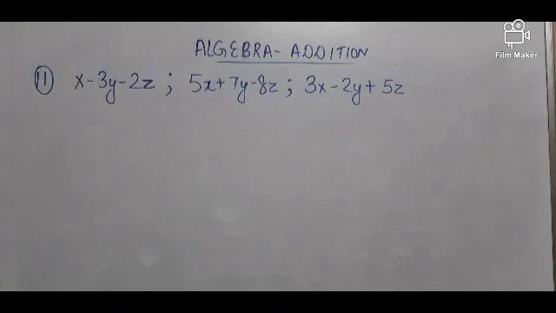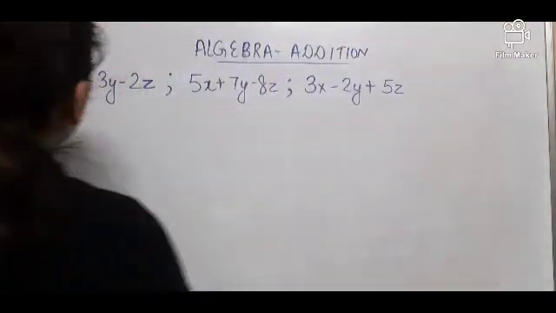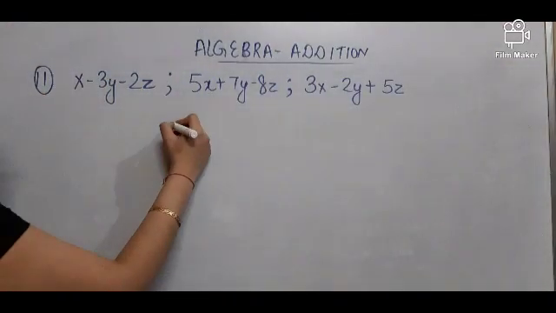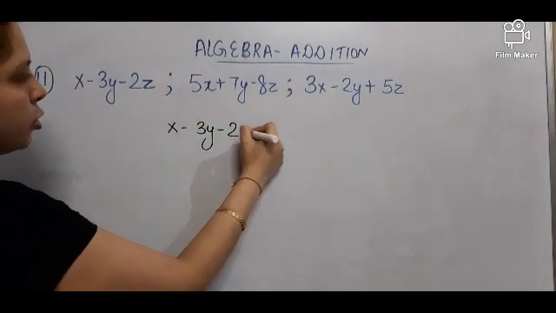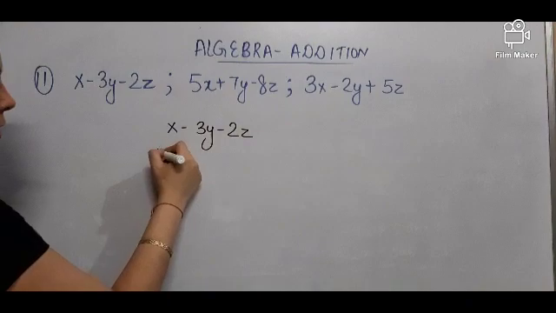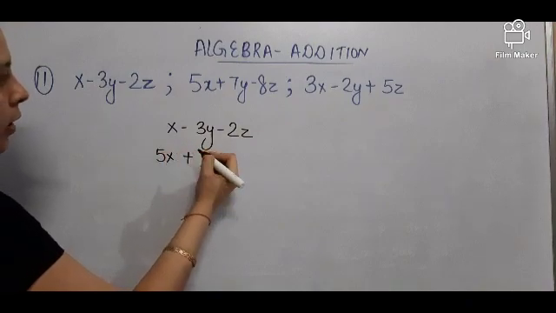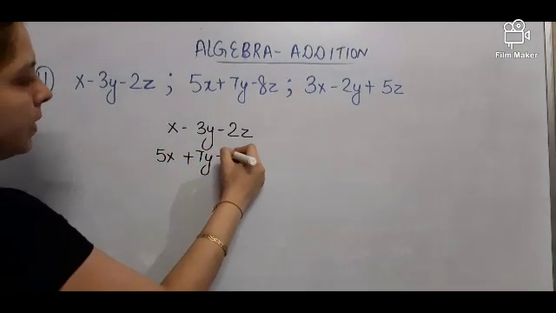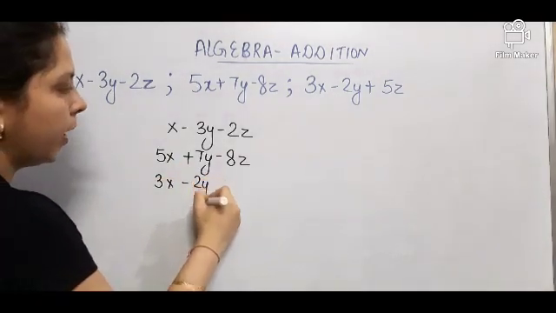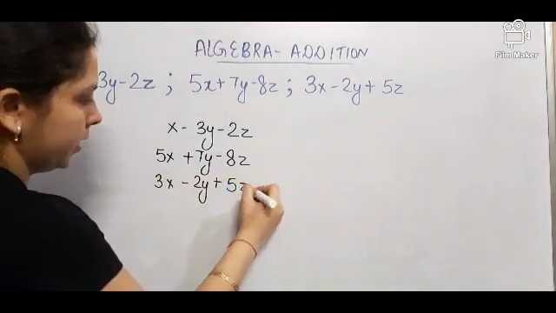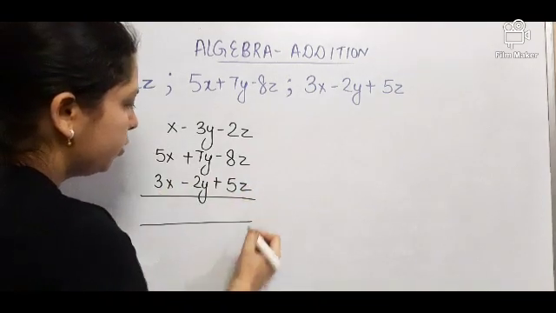Question number 11 is, in this question we have given 3 terms. So let's do this question with column method. So write down the first term, x minus 3y minus 2z. Then write like terms under each column, minus 8z, and then 3x minus 2y plus 5z. So let's see how we'll do this question.